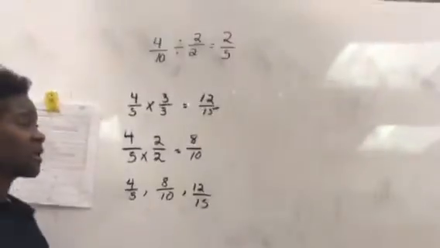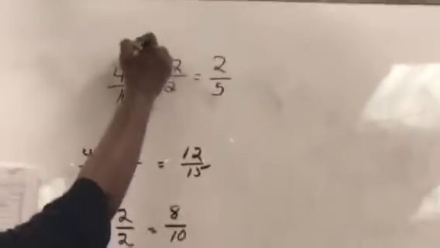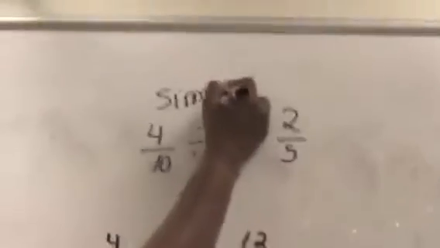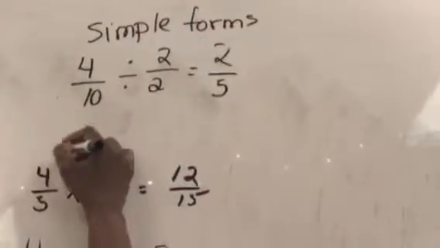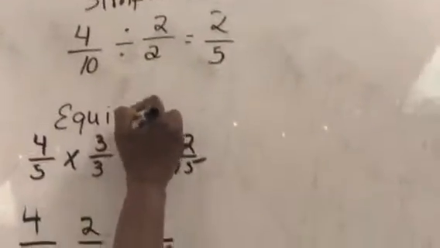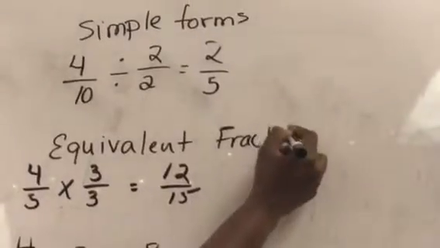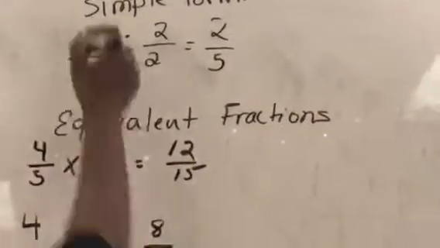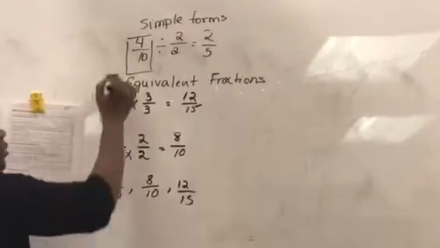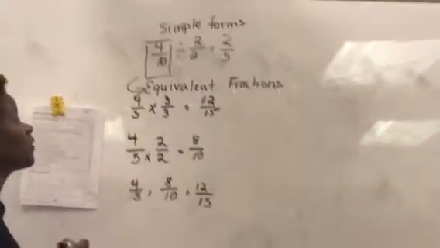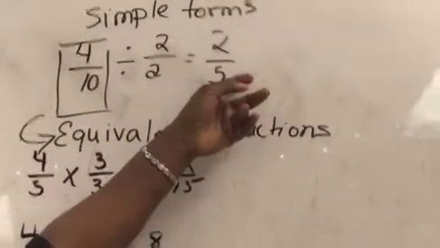Okay? So again, we're going to deal with simple forms, but we're also going to deal with equivalent fractions again tomorrow. So we're going to deal with two different concepts tomorrow. But I still want you to take the 4/10, and I want you to find the equivalent fraction, or two equivalent fractions for 4/10. I'll explain simplest forms tomorrow.